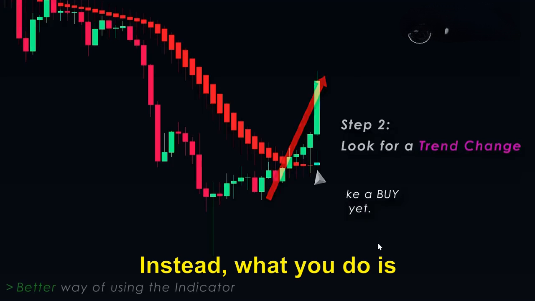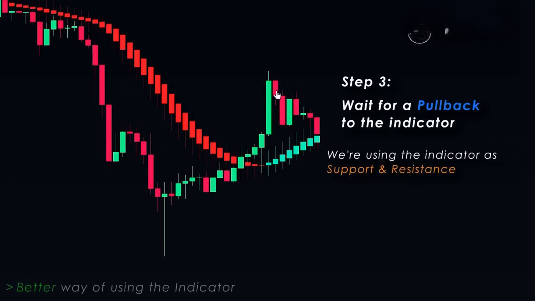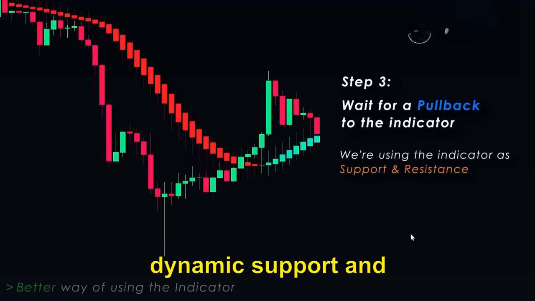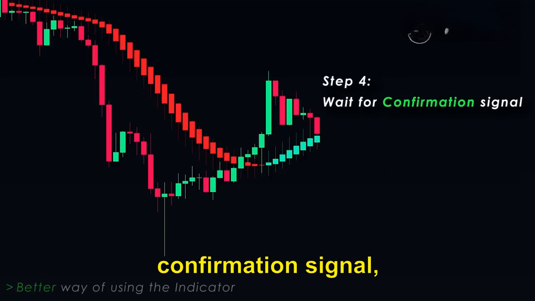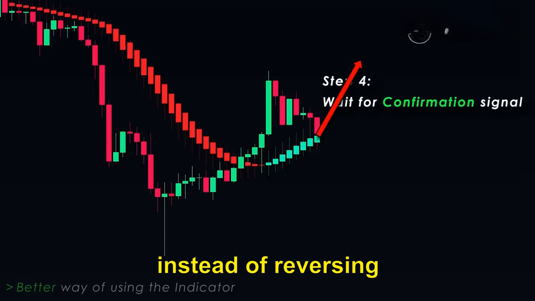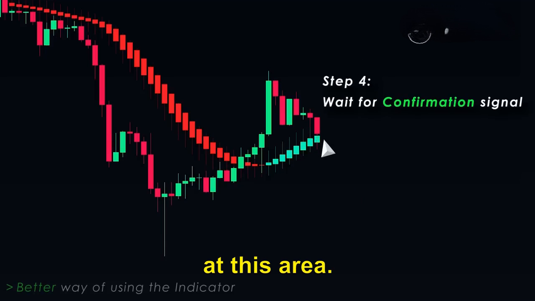Instead, what you do is wait for the price to make a pullback towards the indicator. So we're actually using the indicator as a dynamic support and resistance. So the next step is waiting for a confirmation signal, because we want to make sure that the trend would continue upwards instead of reversing downwards. And so we're looking for an upwards price action at this area.